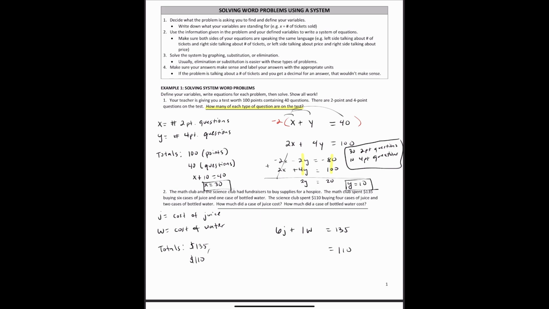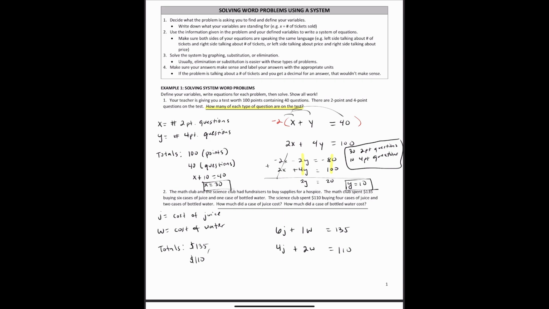Now, for my second equation, the science club spent $110 buying 4 cases of juice and 2 cases of bottled water. So I should write 4J plus 2W. All we need to do is solve the system. You can solve this system by using substitution or elimination. Like I did last time, I used elimination. So I'm going to do the same thing for this problem.